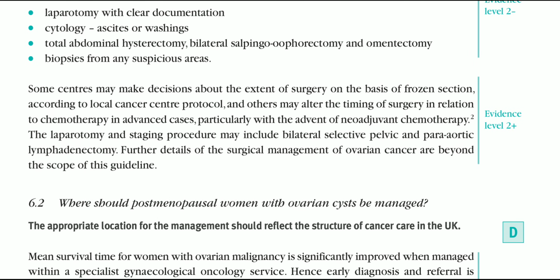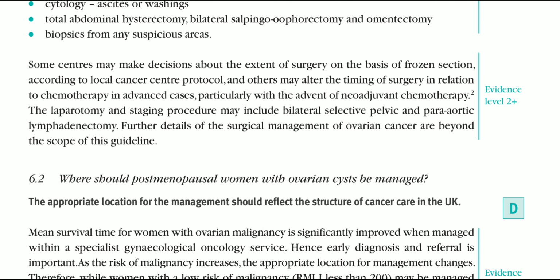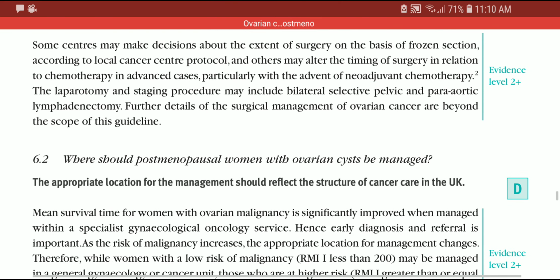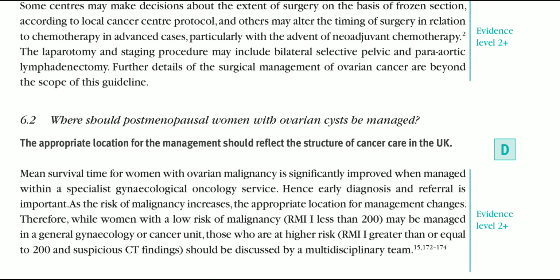Some centers may make the decision about the extent of the surgery on the basis of frozen section according to the local cancer center protocol, and others may alter the timing of the surgery in relation to chemotherapy in advanced cases, particularly with the advent of neoadjuvant chemotherapy. The laparotomy and staging procedure may include bilateral selective pelvic and para-aortic lymphadenectomy. And where should the postmenopausal woman with an ovarian cyst be managed?